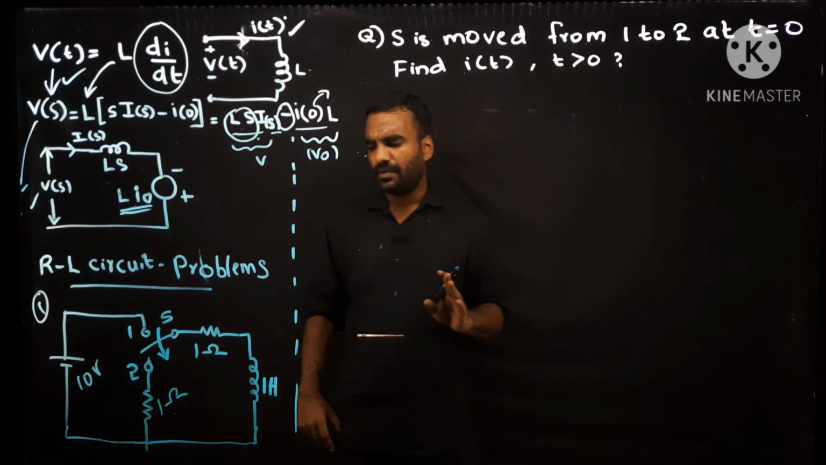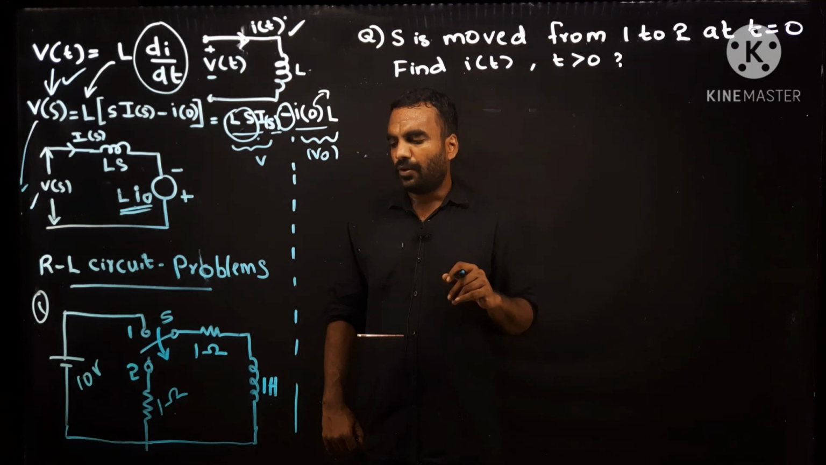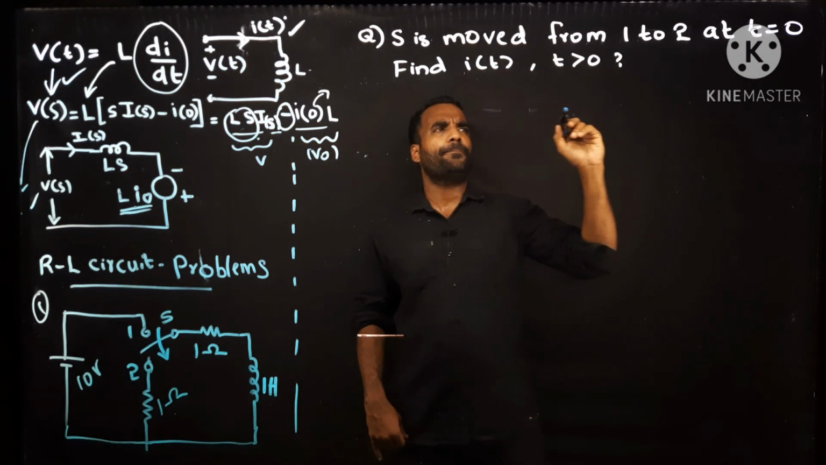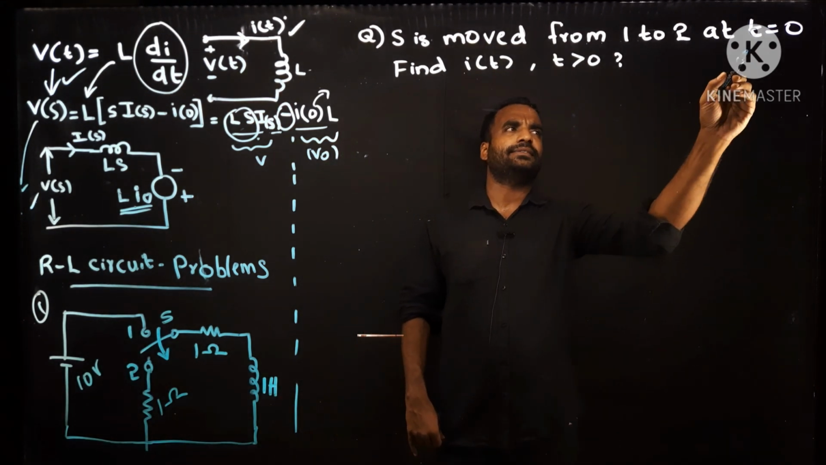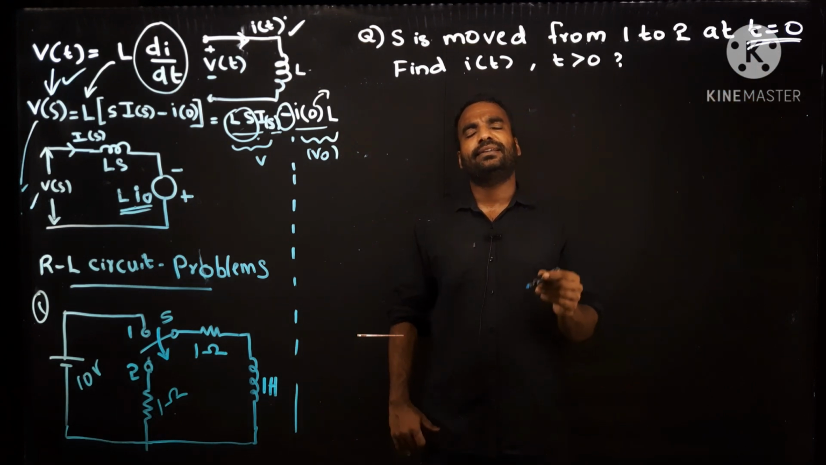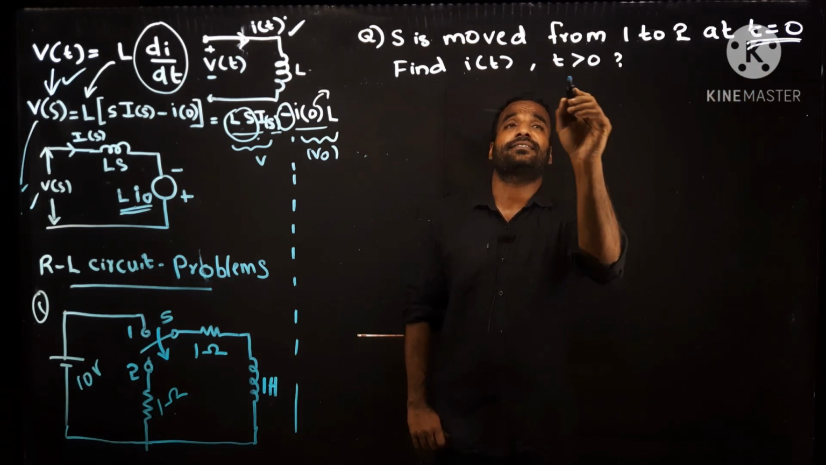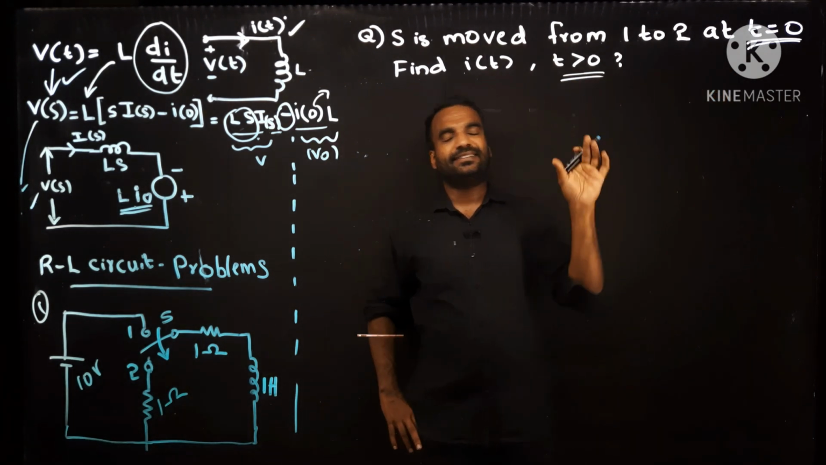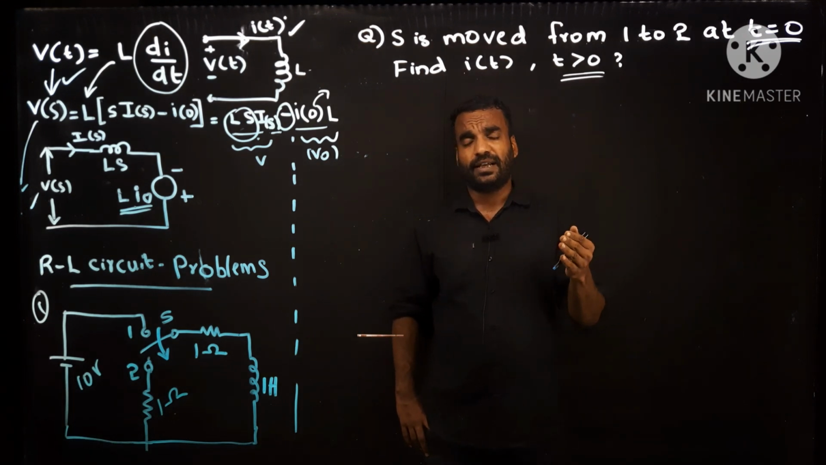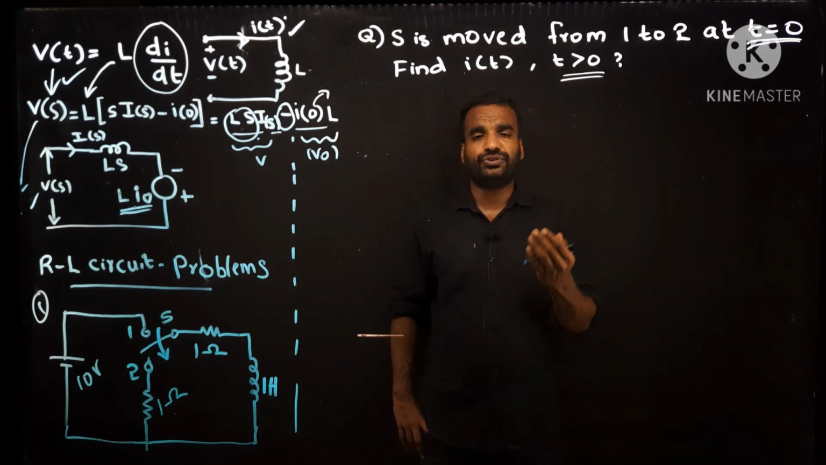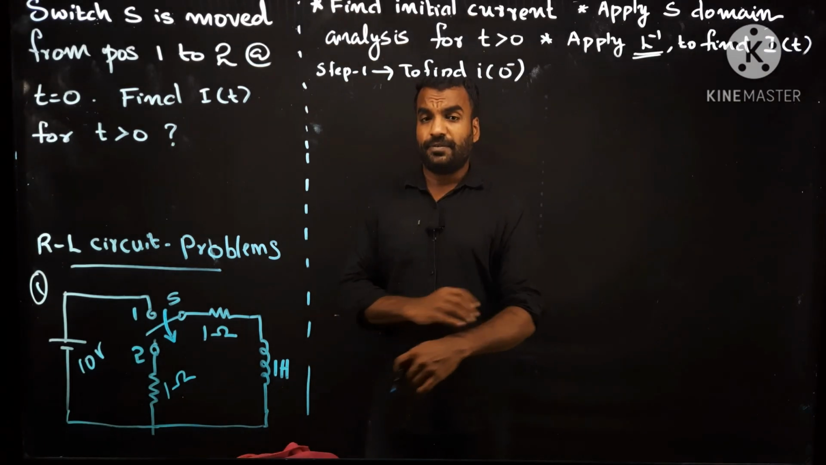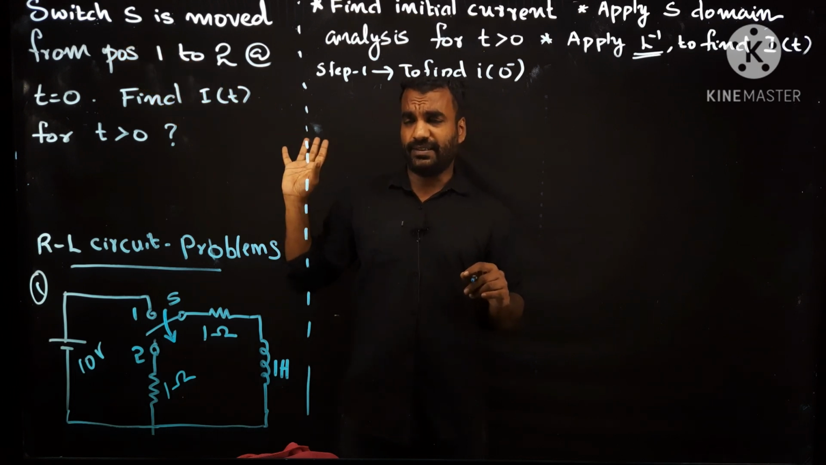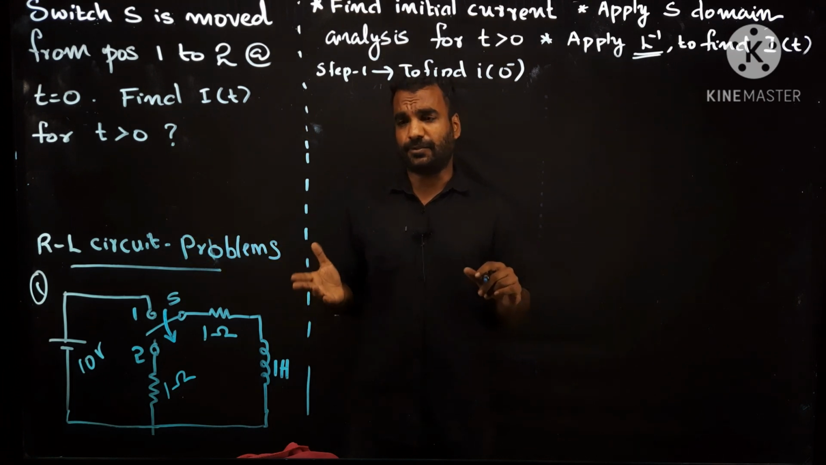It's a simple problem. This is the question. The switch S is moved from position 1 to 2 at t equals 0. Find i of t for t greater than 0. So the initial condition is provided. At t equals 0, the switch was at some other position. Exactly at t equals 0, the switch is moved to a new position. So we are going to do this problem.